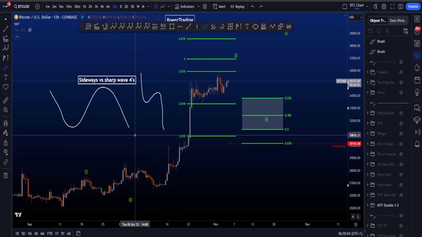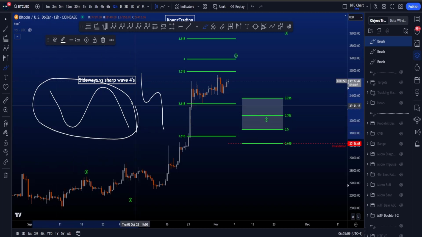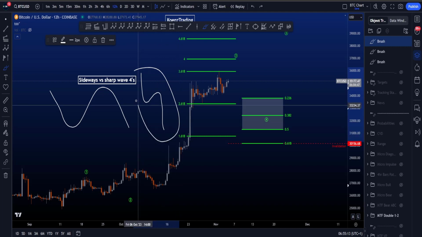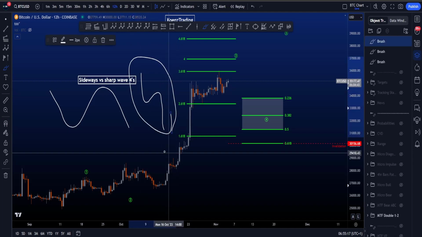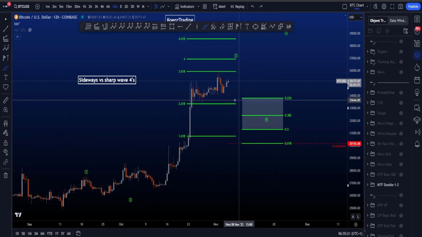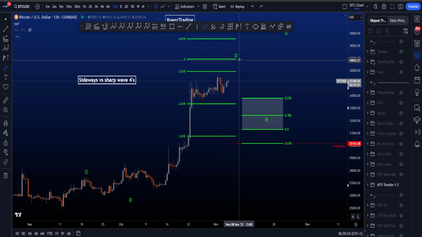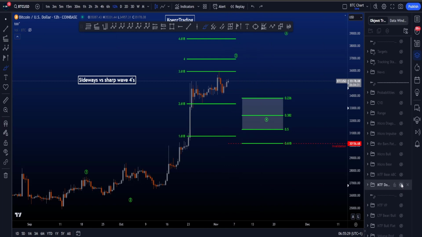So if the lower degree Elliott wave count is a complex sideways structure taking a lot of time, and the higher degree Elliott wave count is a more simple or sharp structure, then the higher degree Elliott wave 4 can be shorter in time than the lower degree Elliott wave 4, which might be the case over here if we get that continuation to the upside for a wave 3, then potentially ending around that 4.618.